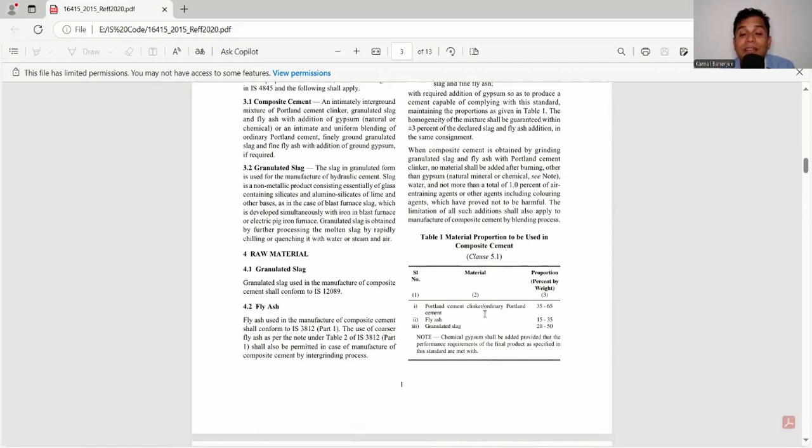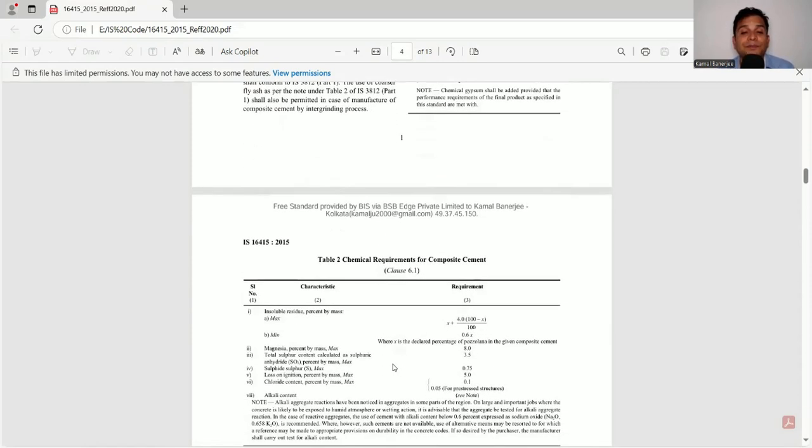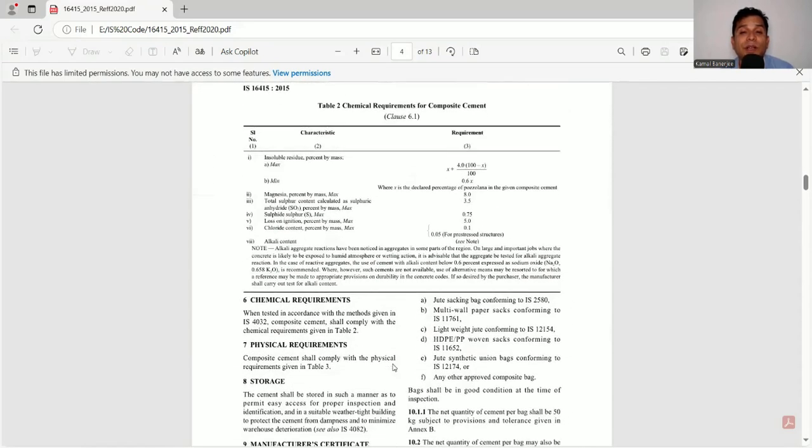Portland cement clinker or ordinary Portland cement is 35 to 65%, fly ash 15 to 35%, granulated slag 20 to 50%. Chemical gypsum shall be added provided that the performance requirements of the fine product as specified in the standard are met. So these are the proportions that are also given. Whenever we are making composite cement in the manufacturing plant, the proportion of the raw material should be like this.